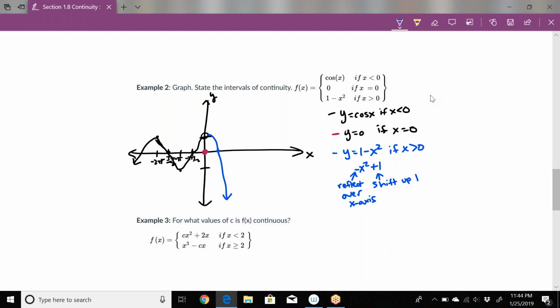I could draw this graph completely except for at x equals 0. We have a discontinuity there. So we would say that this is continuous on negative infinity to 0, unioned with 0 to infinity. Remember, union is a U symbol. Notice we're not including 0, we're not continuous at that point. So this is a discontinuity.